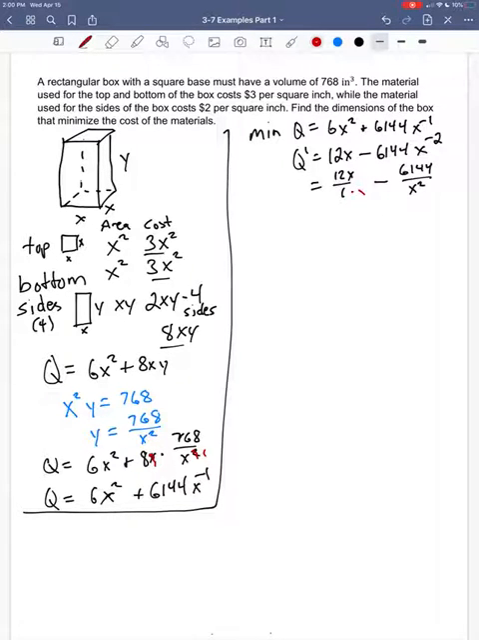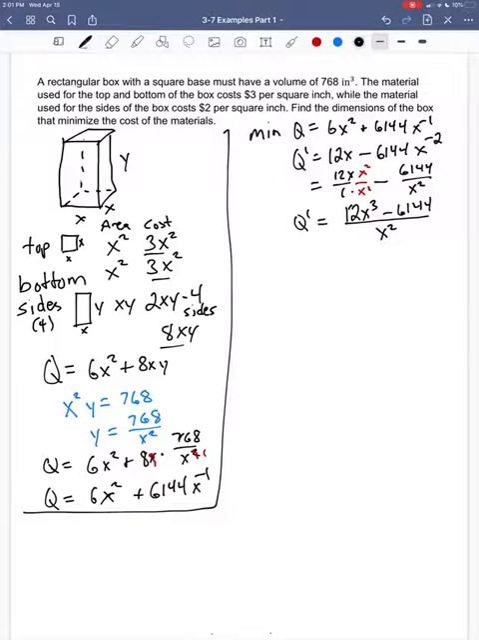So I'm going to have to multiply top and bottom here both by x squared. So that's going to give me my q prime is going to be 12x cubed minus 6144 all over x squared.